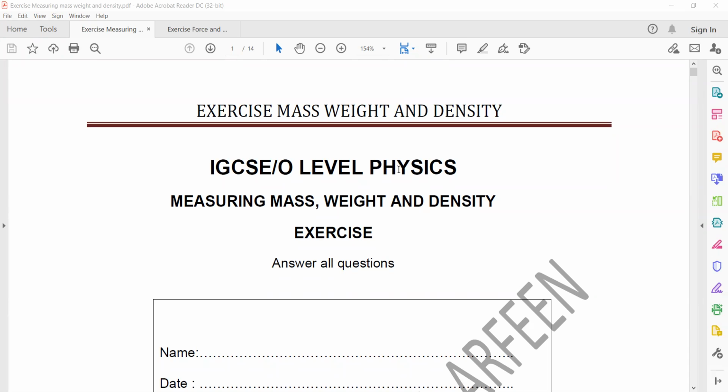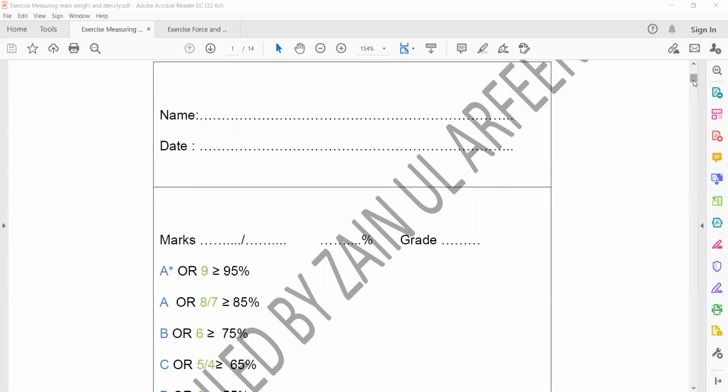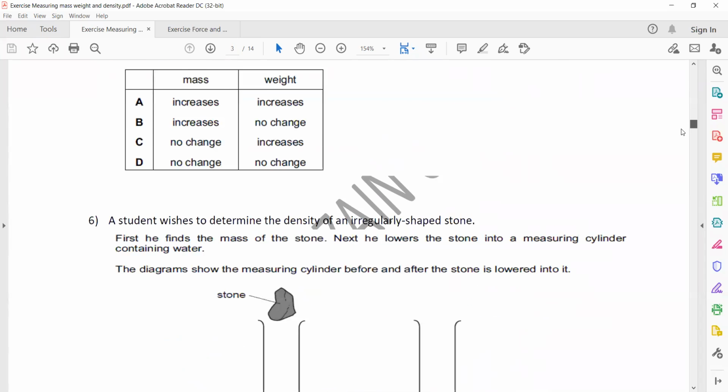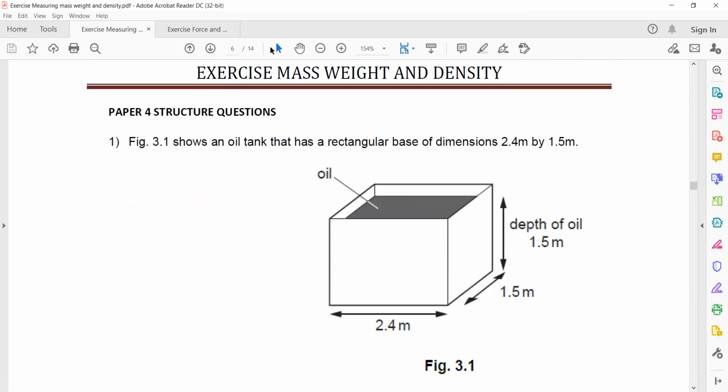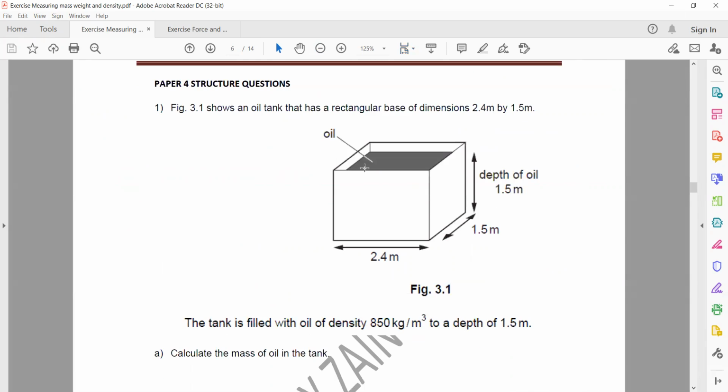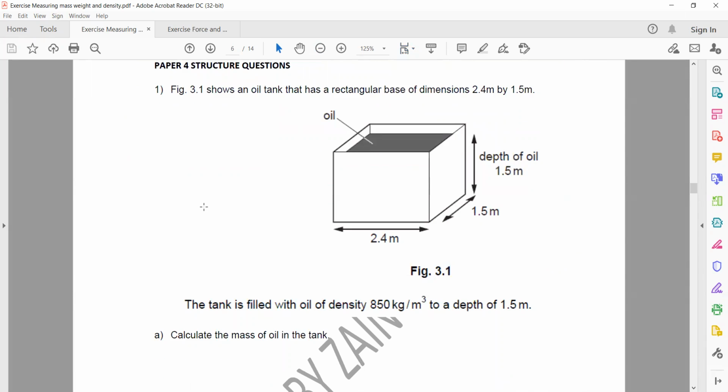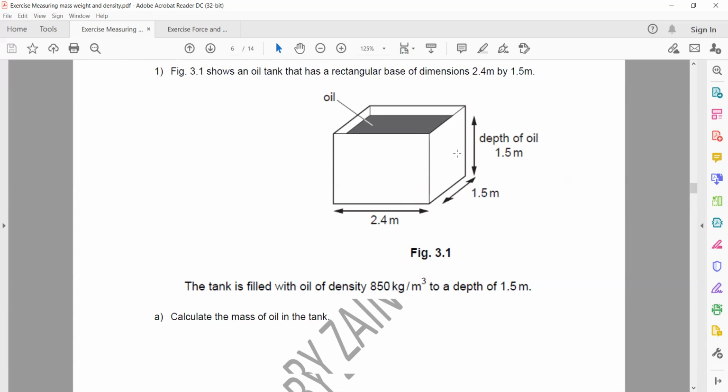So in this session, we will do the structure question related to the topic measuring mass, weight, and density. In the first question, figure 3.1 shows an oil tank that has rectangular dimensions of 2.4 meter by 1.5. So one of the sides is 2.4, another side is 1.5, and the height is also 1.5.